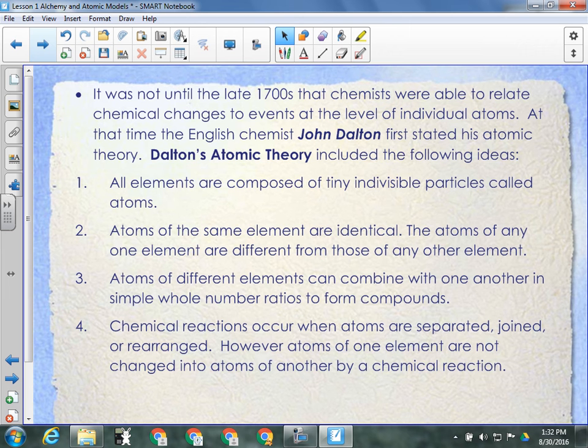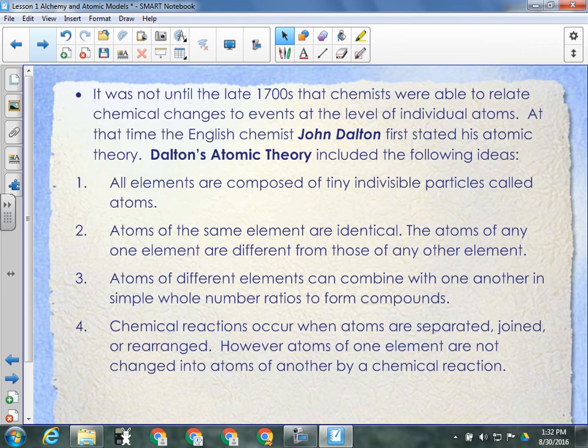So the first point of the atomic theory, all elements are composed of tiny, indivisible particles called atoms. For all intents and purposes, we know that to be true. We can split the atom now, but it's not something that happens typically naturally. Some things break down because they're really, really big, but they don't generally split radically.